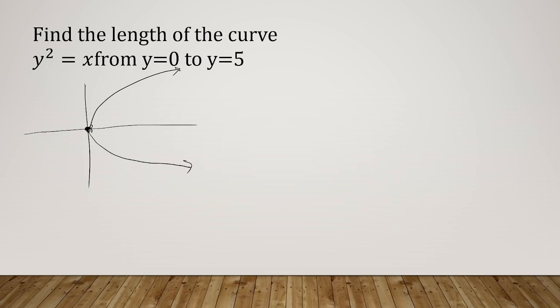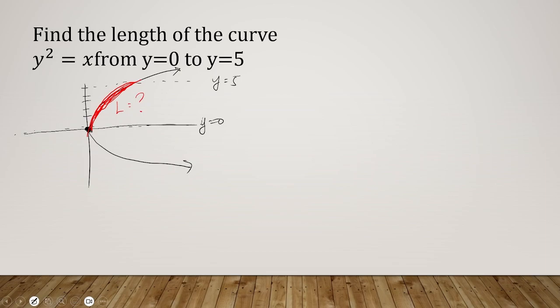Sabi, mula daw y is equal to 0, that is y equals 0, itong x-axis mo, and then y equals 5. 1, 2, 3, 4, and then 5. This is your y is equal to 5. Ngayon, ang pinapahanap na length sa atin dyan is eto. Yan ang pinapahanap na length sa atin. Ano daw yung length niyan? Okay? Paano kaya hanapin yung length niyan?